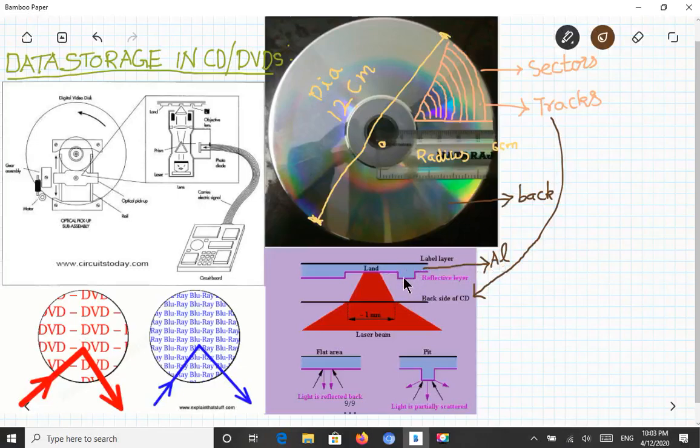Above the aluminum there will be a polycarbonate, and next to that there will be a protective layer called the backside. So these are all protective layers. Inside you can see the aluminum and so on, which we cannot see normally. Above this there will be a protective layer which protects it from dust and moisture.